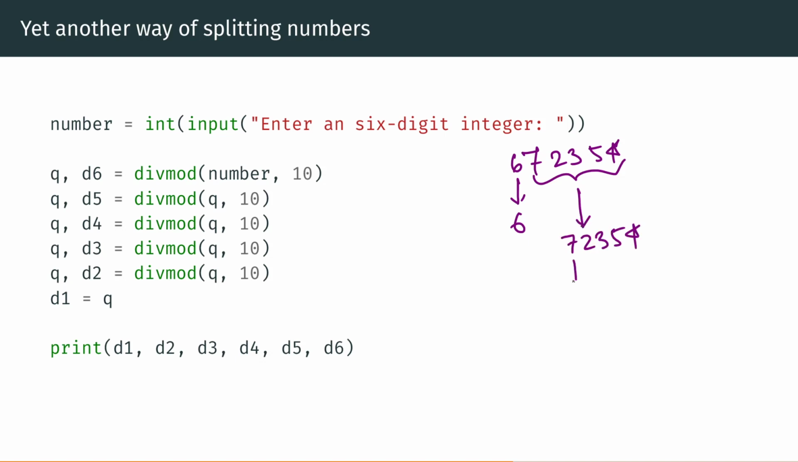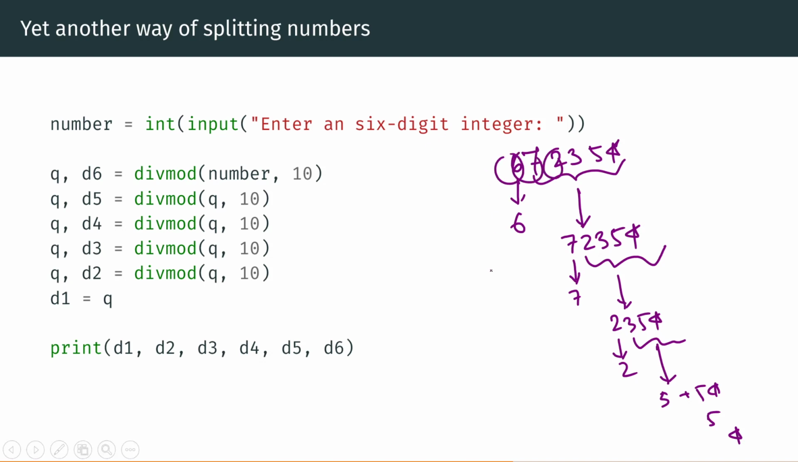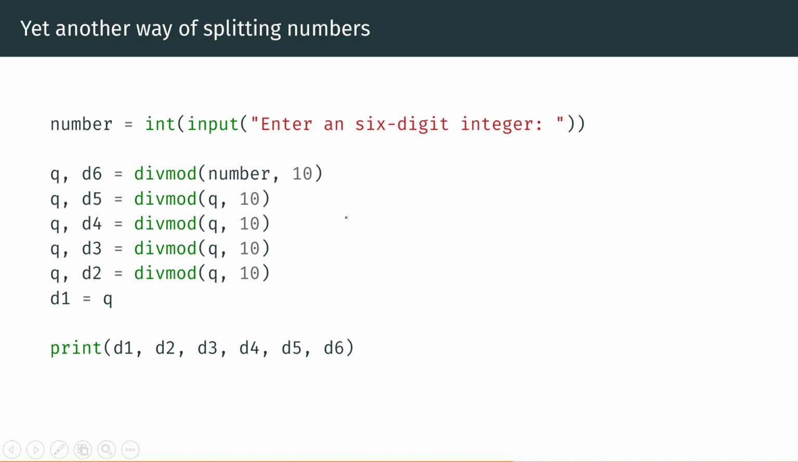From here we extracted 7 and then worked on 2 3 5 4, and then we got 2, and then got 3 5 4. From there we got 3 and 5 4, and then we got 5 and 4. So we started extracting from the left, but there is another way of doing it from the right.